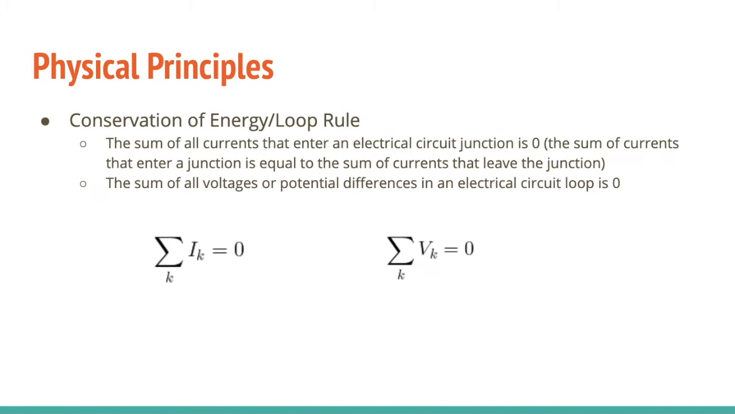So the physical principle used was the conservation of energy, or the loop rule, which states that the sum of all currents that enter an electric circuit junction is zero, or just saying that the sum of currents that enter a junction is equal to the sum of currents that leave the junction. And also that the sum of voltages, or potential differences, in an electric circuit loop is zero.